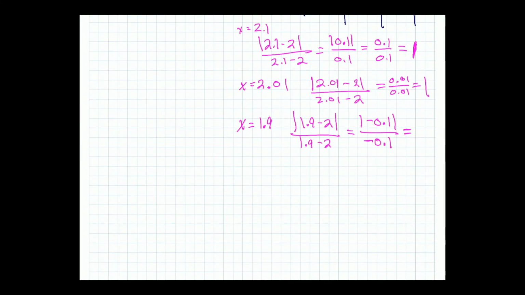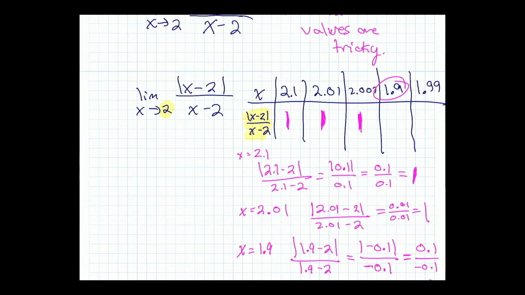Then on top, you take the absolute value. The absolute value of negative 0.1 is positive 0.1. So you get positive 0.1 over negative 0.1, which is negative 1. Not positive 1 this time. So up on your table, this is a minus 1. And I'm not going to do the last one, but it's also going to be a minus 1 for the same reason. So what happened here?